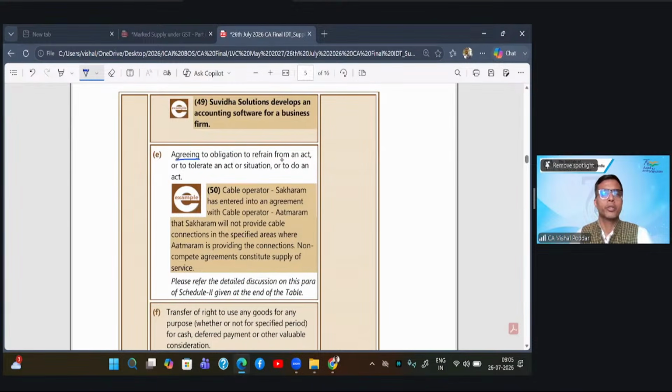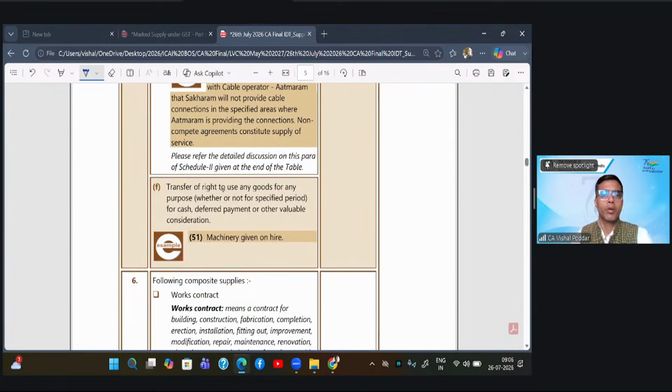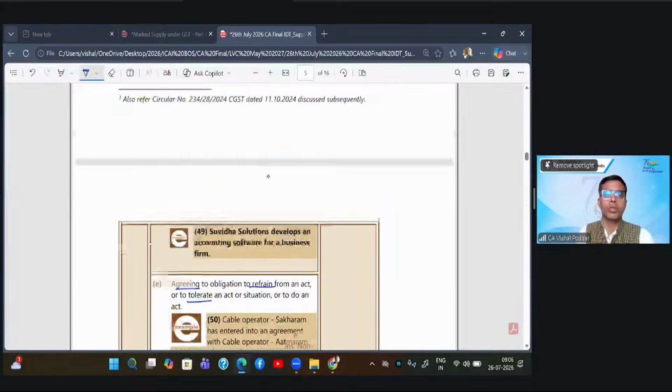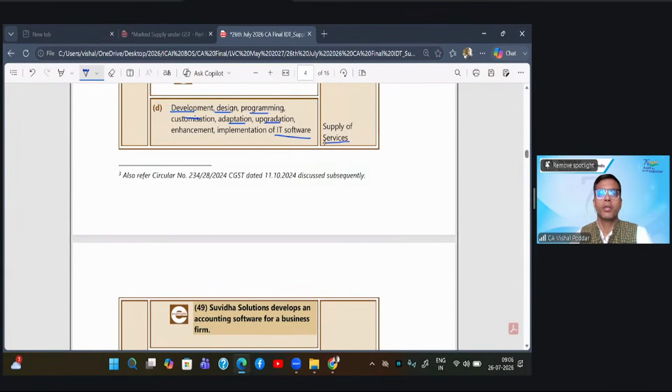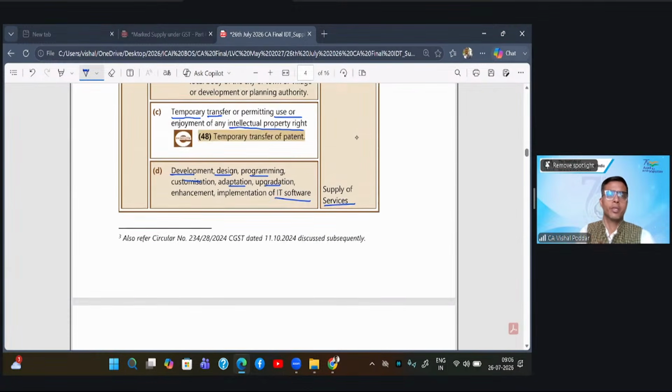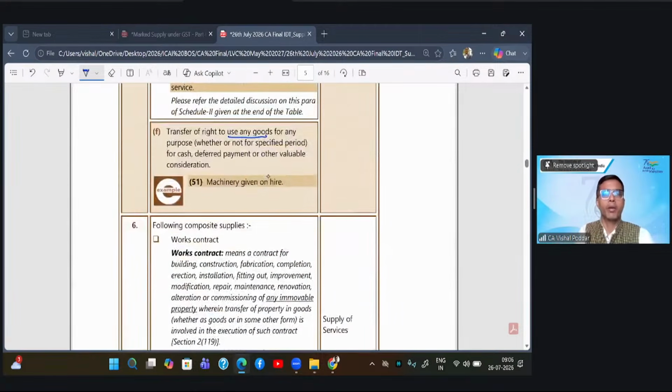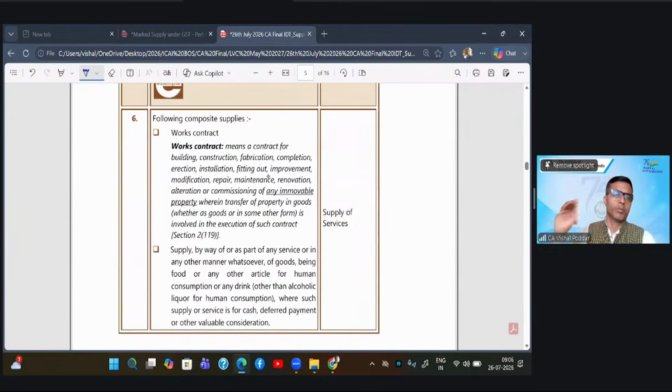Next, agreeing to the obligation of not doing something, refrain from an act, tolerate an act, right? And transfer of right to use any goods. Again, you're not transferring the title, you're only giving the right to use. So see, all these are again supply of services. See, here they have not given in categories. I have given you in categories so that all these thing points gets covered at one place in a smaller outframe.